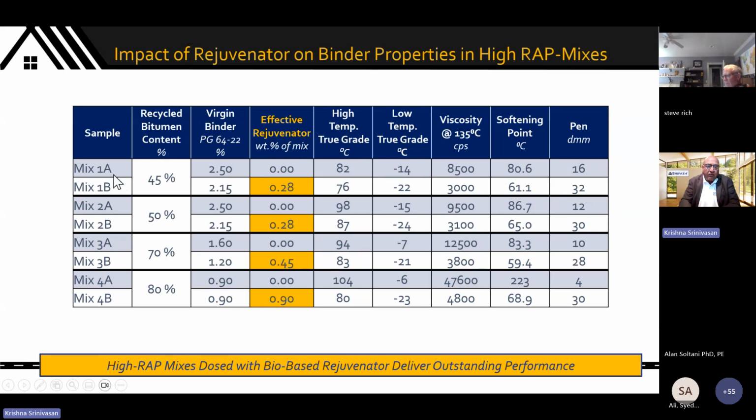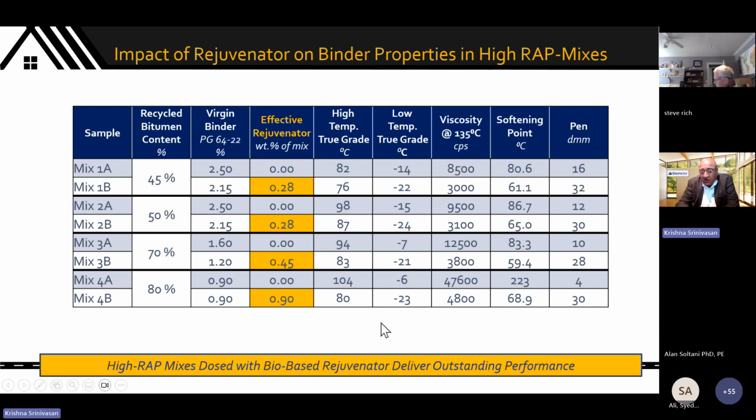As you move from mix 1, 2, 3, 4, what you're increasing is the ABR, or the recycled bitumen content. So whereas you started at about 45% of the total liquids being recycled content, by the time you reach mix 4, 80% of that total liquids is recycled bitumen. So again, let's look at two cases. Mix 4A, 80% ABR, no rejuvenator. Mix 4B, again 80% ABR, and about 0.9% by mix weight of rejuvenator.